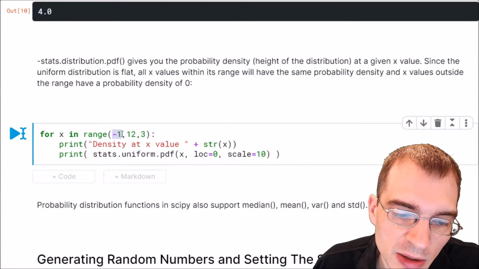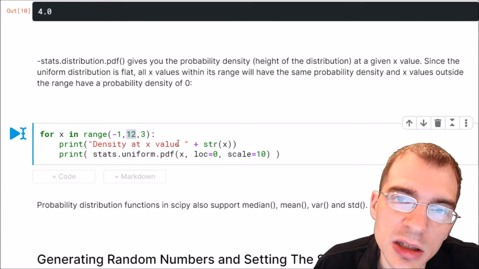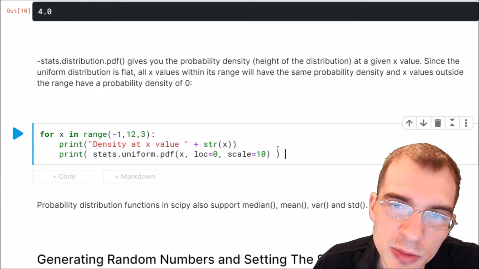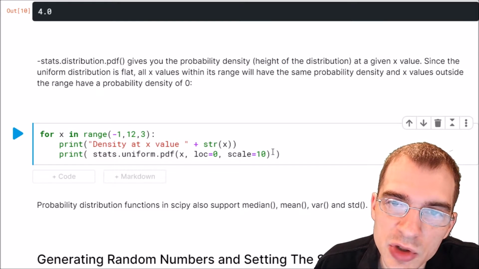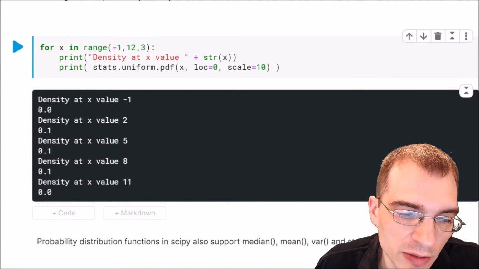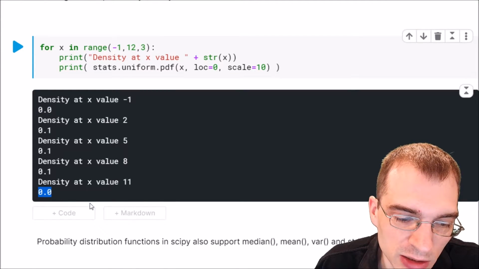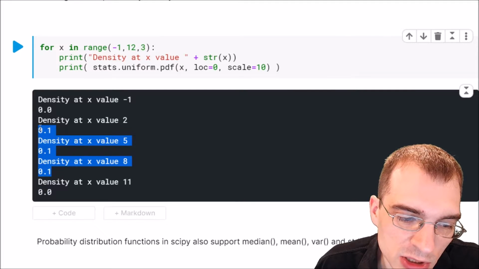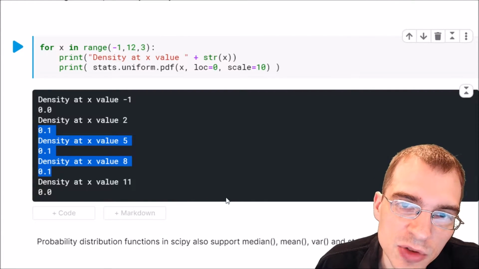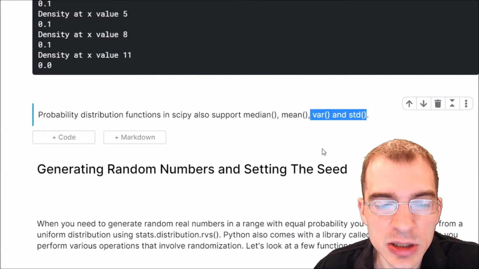And we should see that -1 is not going to have any value because that's outside of the range of the distribution. 11 should also not have any density, but everything between that range from 0 to 10 should have a density of 0.1. So we'll run this and see that values outside of the range have no density at all. We can't get a value of -1 when we're on a uniform distribution that only goes from 0 to 10. Again, we can't see 11, but anything within the range, so some of these different values, all have the same density of 0.1.